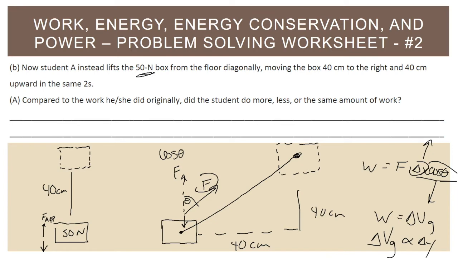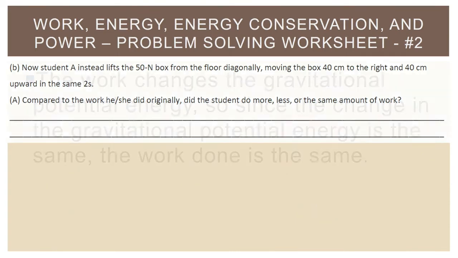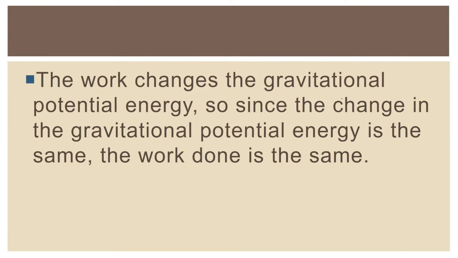And it has nothing to do with this change in the horizontal position of the box represented by this 40 centimeter leg of the triangle. The answer here is that the work is the same because the change in the box's gravitational potential energy is the same. And that's the point here. The work changes the gravitational potential energy. So since the change in gravitational potential energy is the same, the work done is the same.